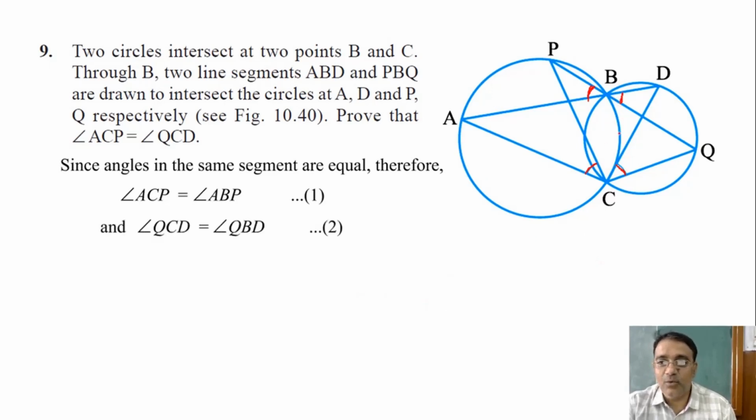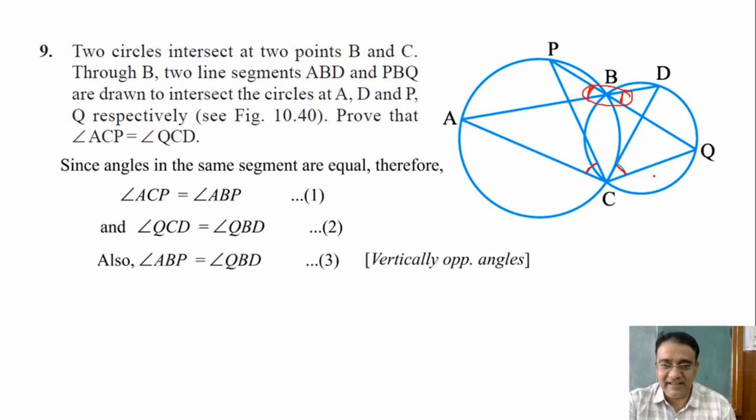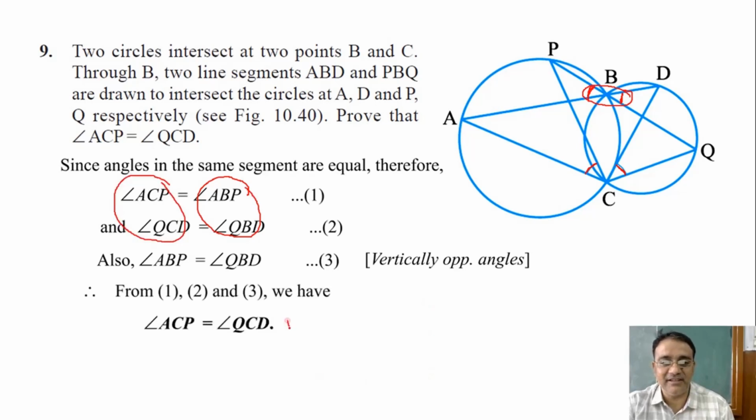Okay. Now what about these two angles? Vertically opposite angles. Very good. These two angles are equal to each other because they are vertically opposite angles. So therefore from 1, 2, 3, ध्यान से देखो ये दोनों इक्वल हो गया. So ये दोनों भी इक्वल हो जाएगा. From 1, 2, 3 we conclude that these two angles are equal. Any doubt?